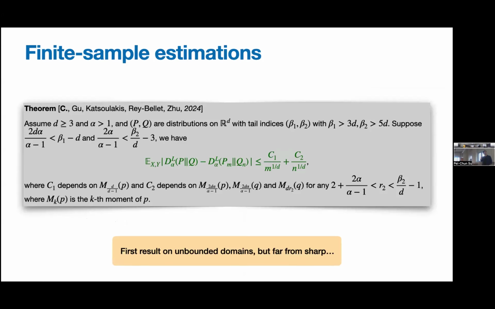It's still inferior. The last part we want to talk about is the finite sample estimation of this Lipschitz regularized alpha divergence. We provide the bound. It's not sharp because we require the tail index to be proportional to the dimension, so it's not really that heavy. We provide the sample complexity bound for these empirical estimations of the divergence. This is not sharp, but nonetheless it is the first result for the estimation of the divergence on unbounded domains. Although this is not sharp, it does have one implication.